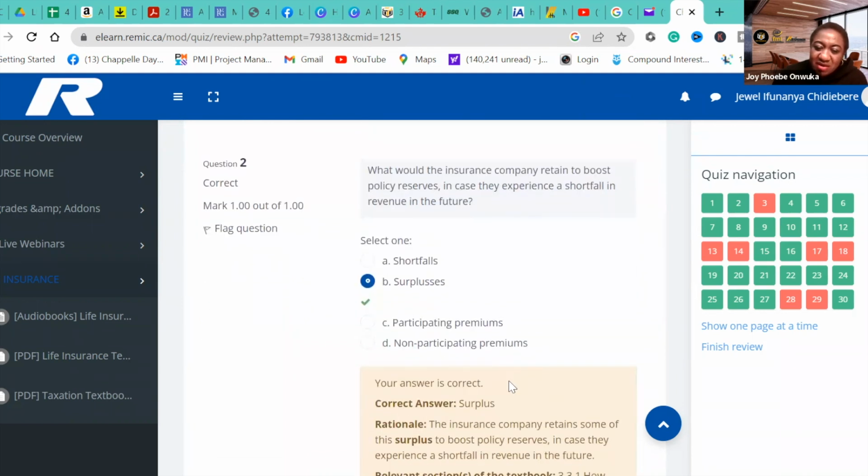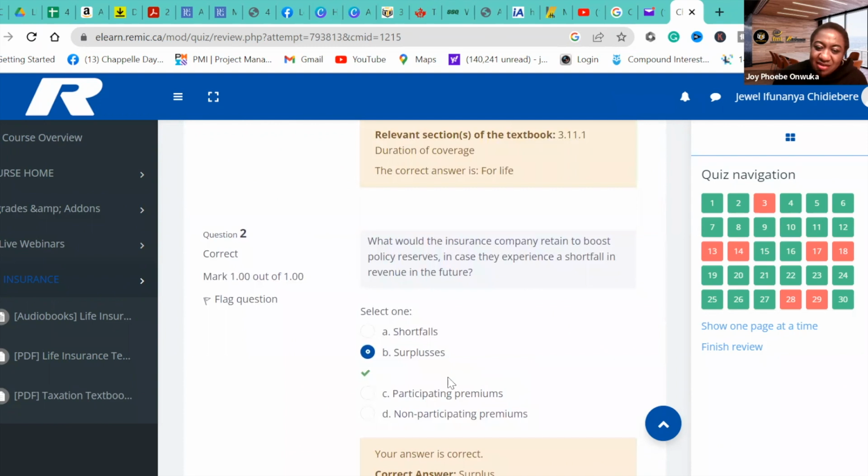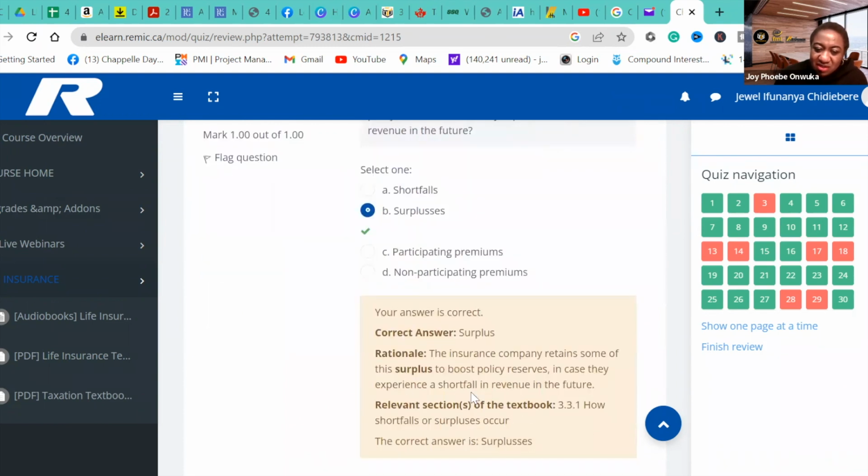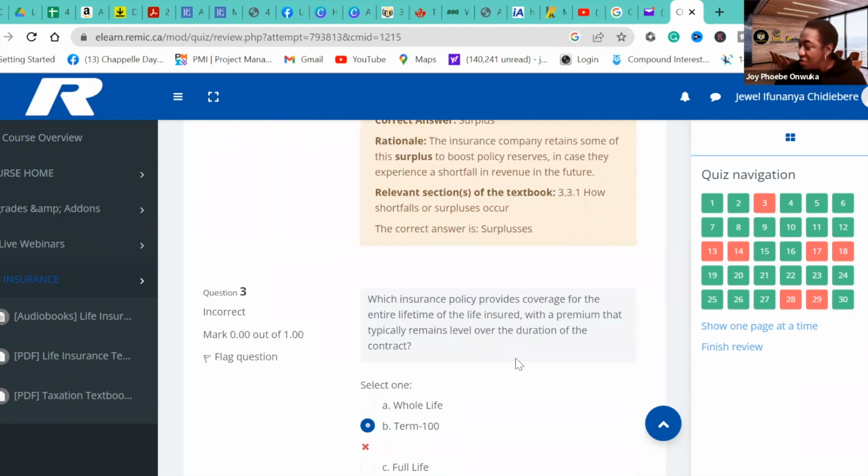Question 2, we got that, again, is surplus, and the rationale is the insurance company retains some of this surplus to boost policy reserves in case they experience a shortfall in revenue in the future.